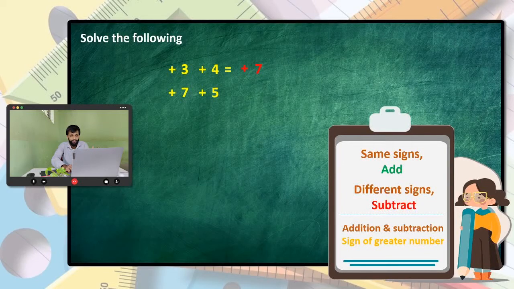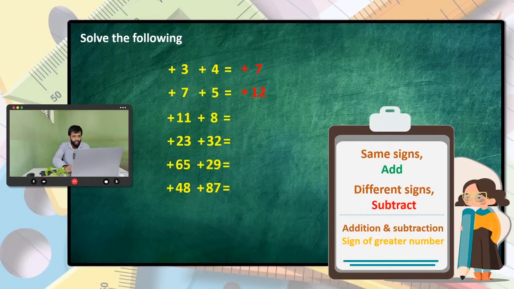So it would become, same signs, we add. So 7 plus 5 becomes 12, and sign of the greater number, greater brother you can think of, so it is plus, so I'll put the plus sign. If you have understood these two problems correctly, you can try to solve the next two.